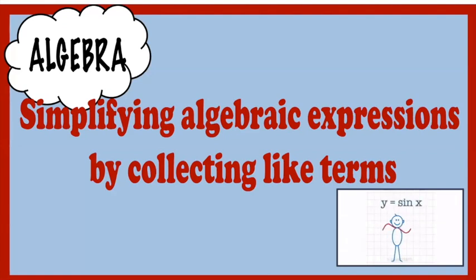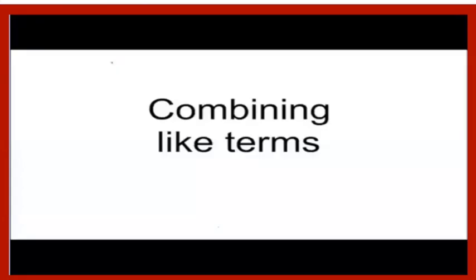Now we're going to be looking at simplifying algebra expressions by collecting like terms. We know what a term is. We're not looking at equations, we're looking at expressions, and we know that an expression can have 1, 2, or more terms. So I'm going to let you watch another video to get you more familiar with what we're going to be looking at next.